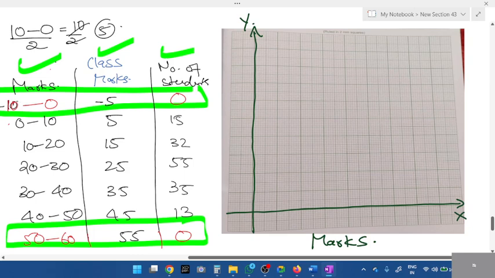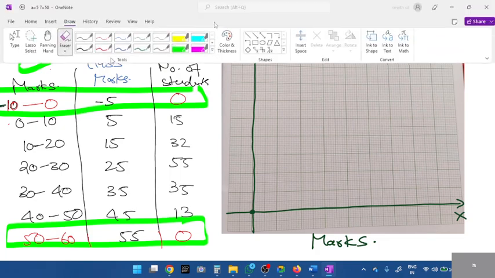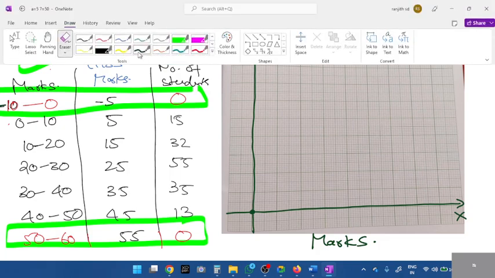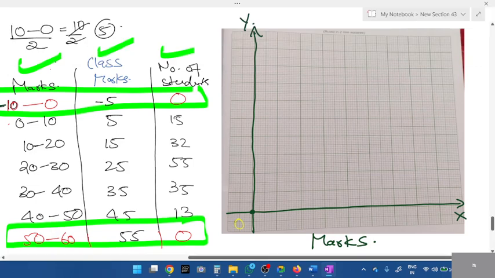What is the number it starts from, students? It starts from 0, not minus 10. Don't take minus 10 here. This is wrong. Once you draw x and y axis, all the numbers should be positive. So start the value from 0 here.